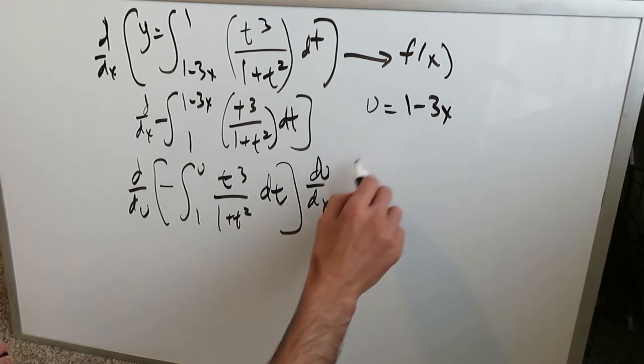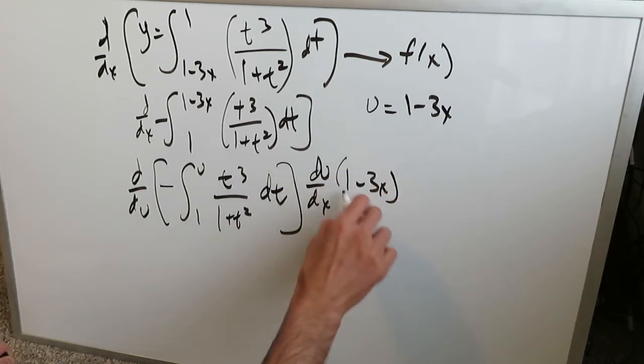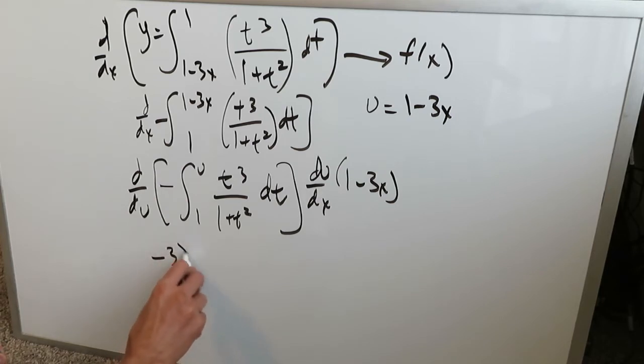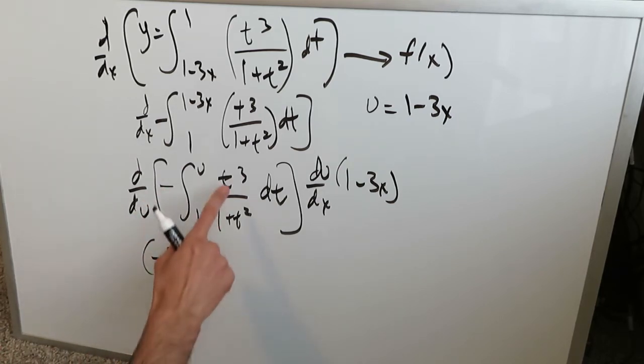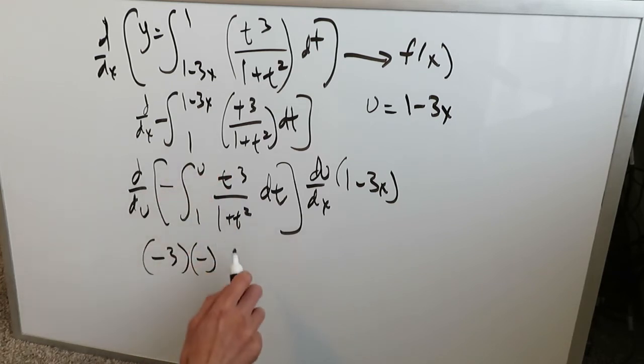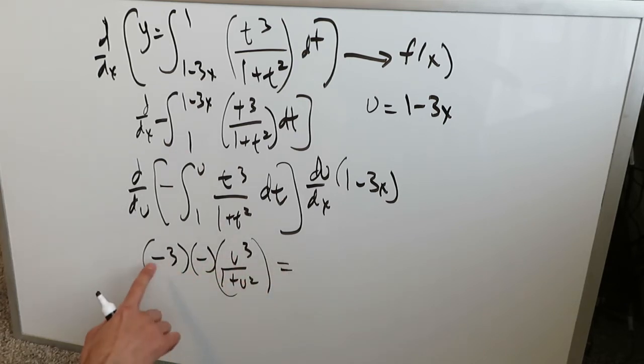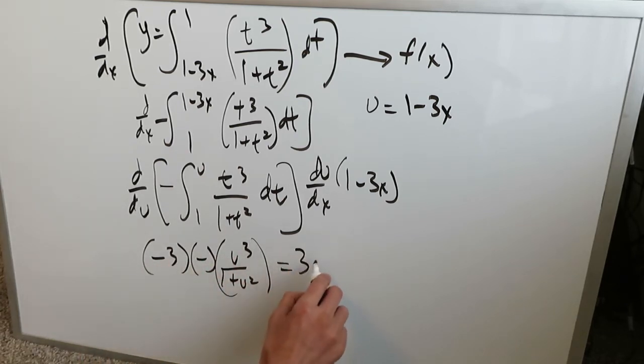du with respect to x over here, 1 minus 3x. What's the derivative of 1 minus 3x? It's just a minus 3. You know that. You have a minus over here. All you have to do is substitute u in place of these t's. u cube over 1 plus u square. All you gotta do is now cleanly put everything together. Minus 3 times minus is a positive 3.